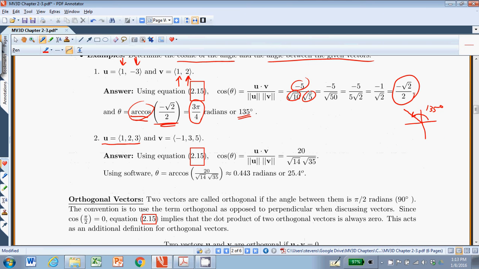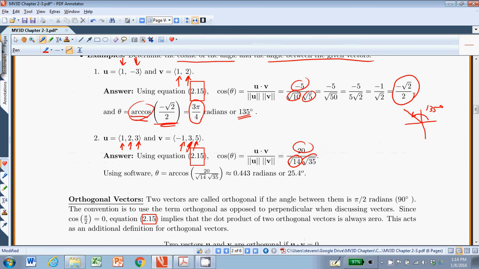Okay, so if we're in 3 space, 2 vectors in 3 space, the cosine of the angle between them is just the dot product of these 2 vectors. So it's going to be 1 times -1, which is -1, plus 2 times 3, which is 6, plus 3 times 5, which is 15. So you get -1 plus 6 plus 15, which gives you 20. Divide by the size of u, which is 1 plus 4 plus 9. Then you take the square root. You get the square root of 14. And the size of v is 1 plus 9 plus 25.